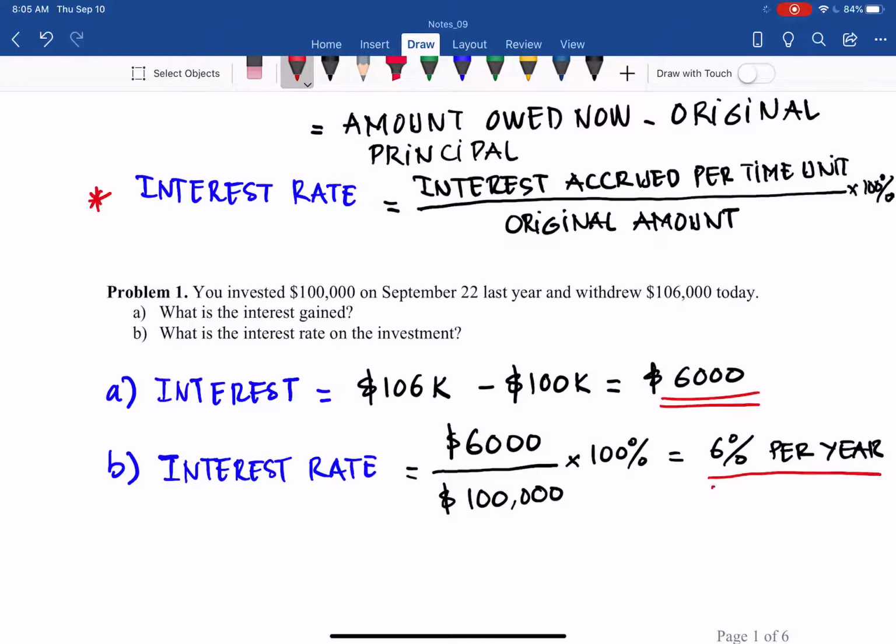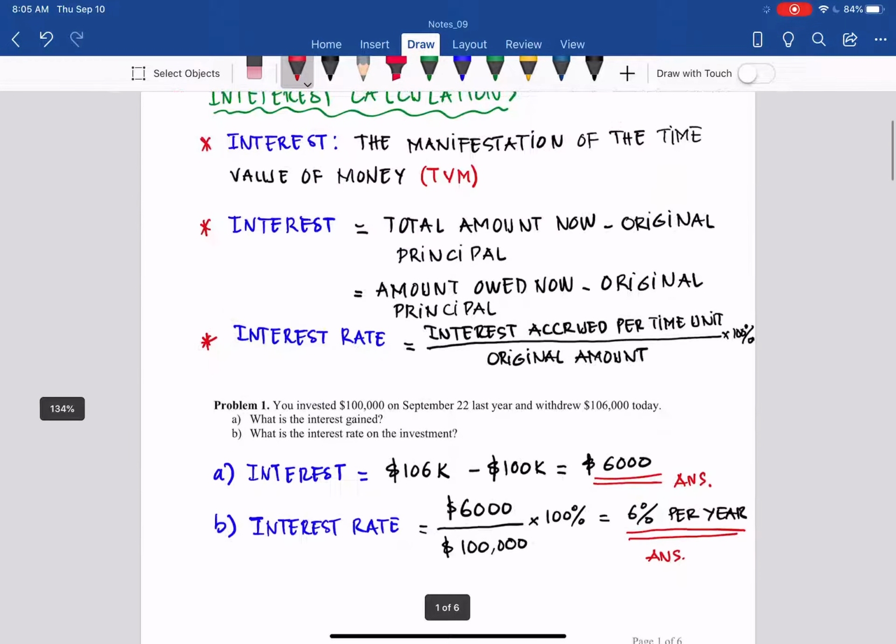So that is the first major concept we deal with in project financial evaluation: interest and interest rate. In the next video, we will discuss the very important concept of equivalence when we talk about the time value of money.